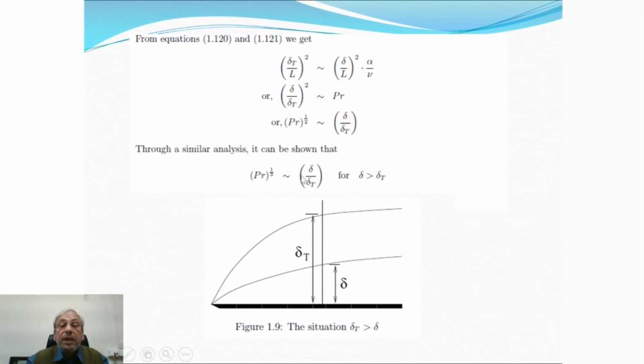But when it is the other way around, the velocity boundary layer thickness is greater than the thermal boundary layer thickness, then the relationship is Prandtl number to the power 1/3 is proportional to delta by delta T for delta greater than delta T. But this I am not deriving. I have derived the other situation. This you have to attempt. Please attempt it and you will be able to derive it.